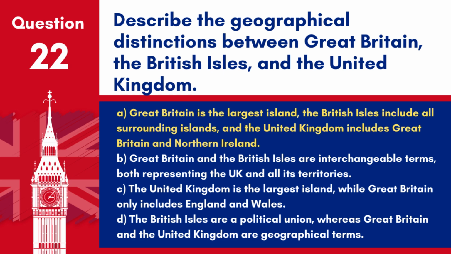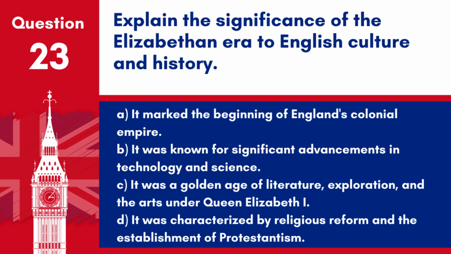Answer: A. Great Britain is the largest island. The British Isles include all surrounding islands, and the United Kingdom includes Great Britain and Northern Ireland. This distinction is important for understanding the political and geographical landscape of the region. Question 23. Explain the significance of the Elizabethan era to English culture and history.